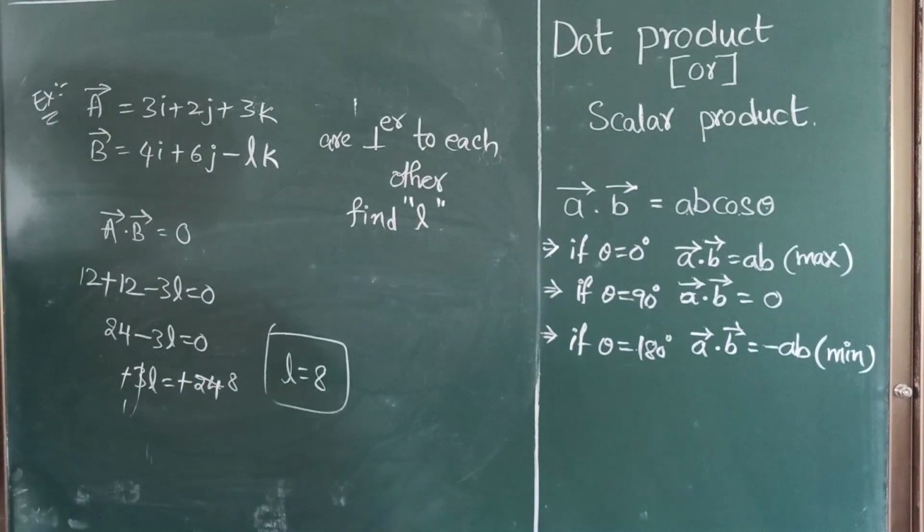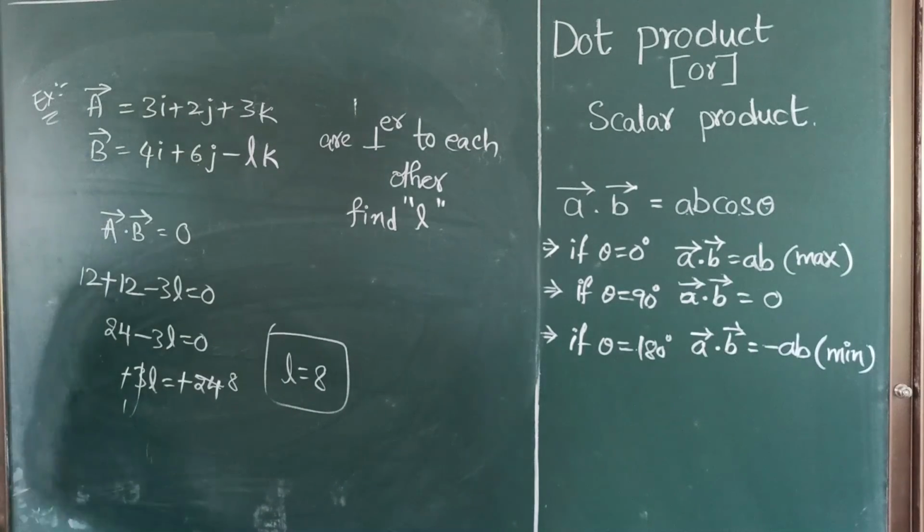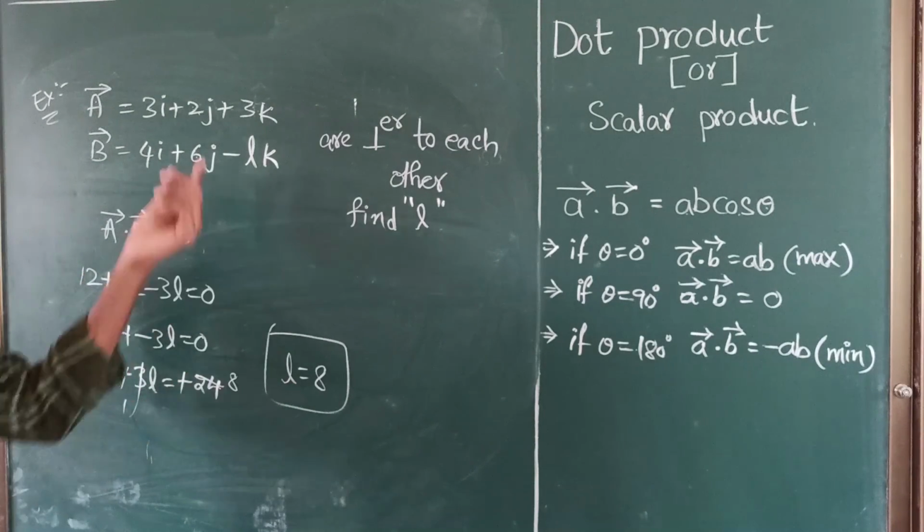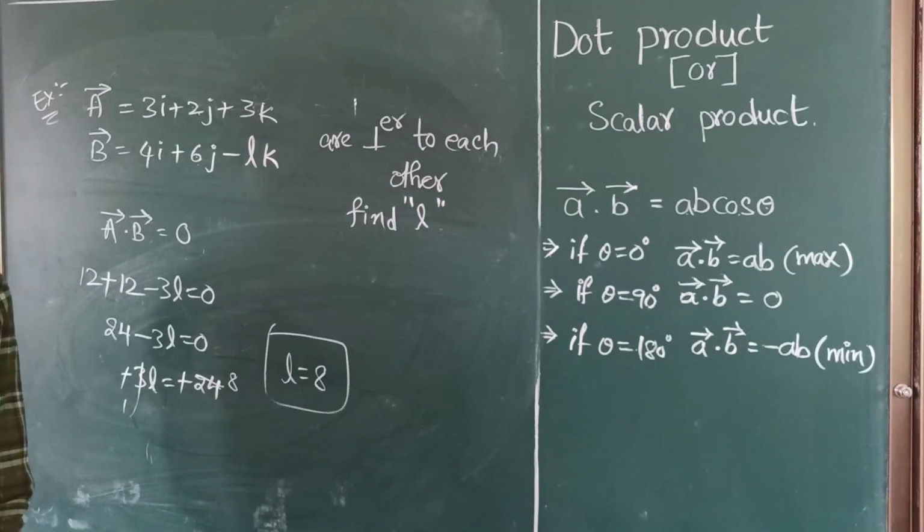This is the way, whenever two vectors are perpendicular to each other, we find the missing value.